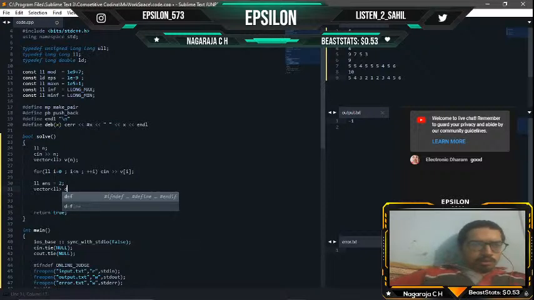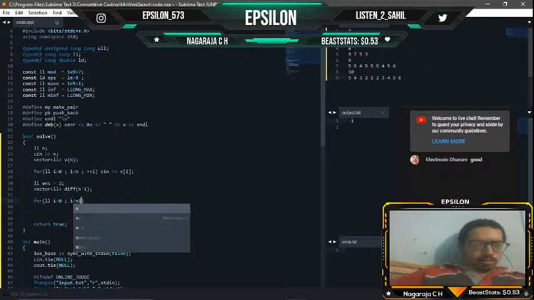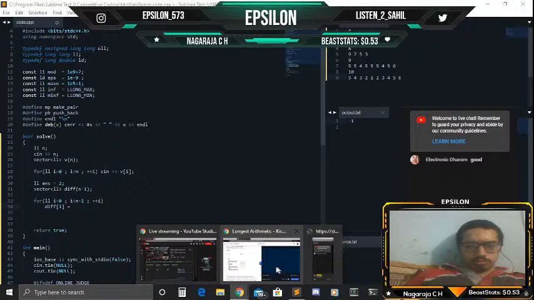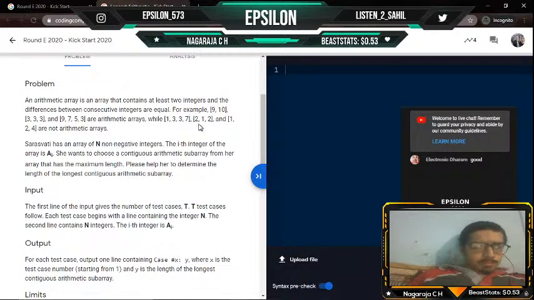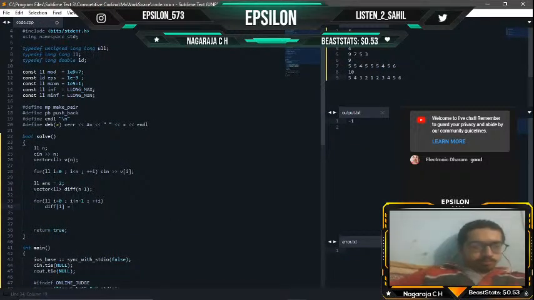Vector long long, let's say differences, of size n minus 1. For long long i equal to 0, and i less than n minus 1, we'll store difference of i equal to a of i plus 1 minus a of i. Do we have to consider absolute difference? Okay, 2, 1, 2. This is like arrays are not arithmetic subarrays. So we have to consider the difference, it's not absolute difference.